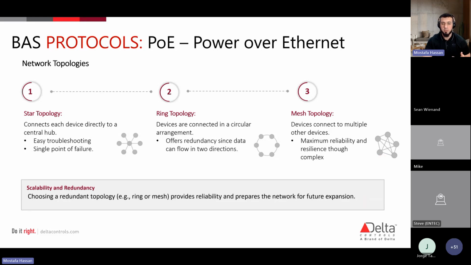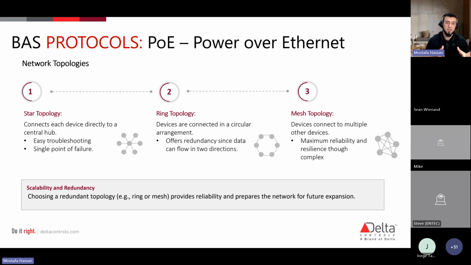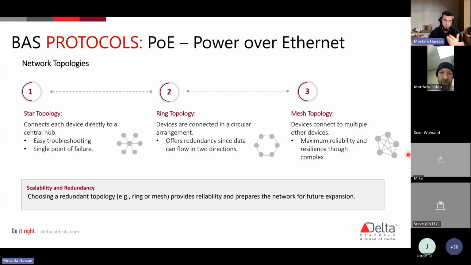So when it comes to scalability, your network topology, particularly star and mesh, is going to influence your system growth. The mesh is going to provide your most scalability, allowing for easy addition of devices in the future. That's going to minimally impact your existing network. And then you have redundancy to prevent failure with the mesh.